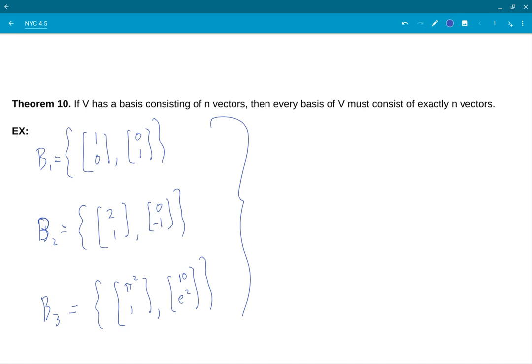So what do I want to say? These are all bases for R2. But they're quite different, right? They look different, but what do they have in common? They all have exactly 2 elements.